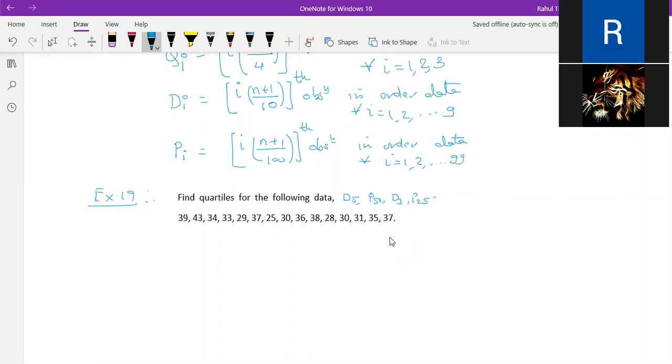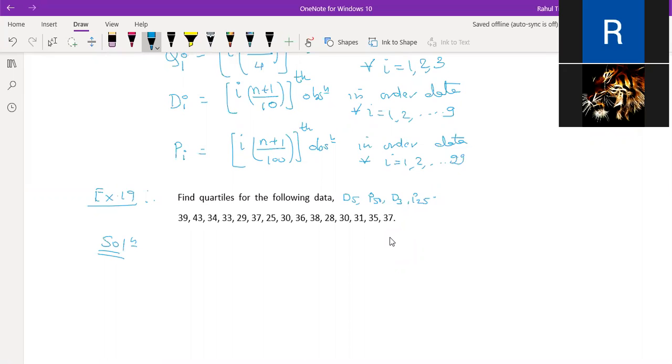Now, find quartiles. They are saying find quartiles, which means we need to obtain Q1, Q2, Q3. Remember, they are not mentioning which particular one to obtain. Nothing is mentioned, just quartiles, so that means you need to obtain all. Let's see the solution.